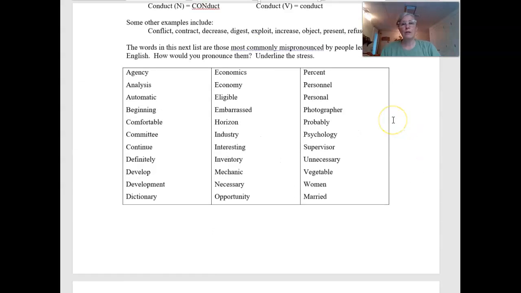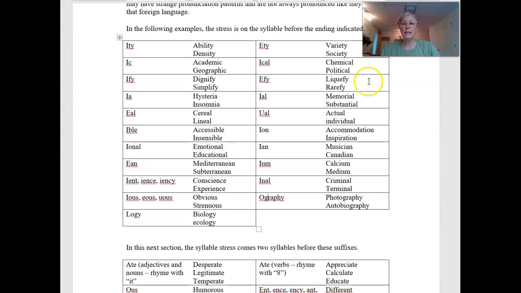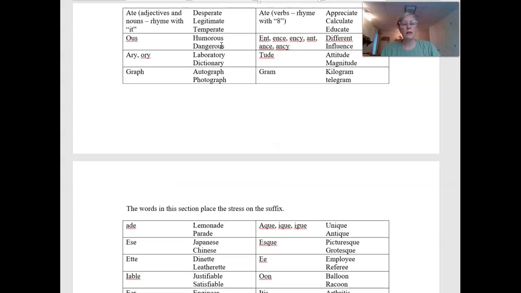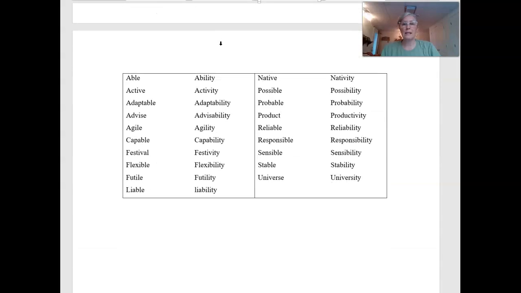And these ones come back to the ITY rule, which is that my stress is on the syllable before the ending that is indicated. So I'm just going to go through a couple of these words and then again you can look at them yourself. Like able, but ability, active. You see, it's on the first syllable, active. But when I put the ITY, I say activity.